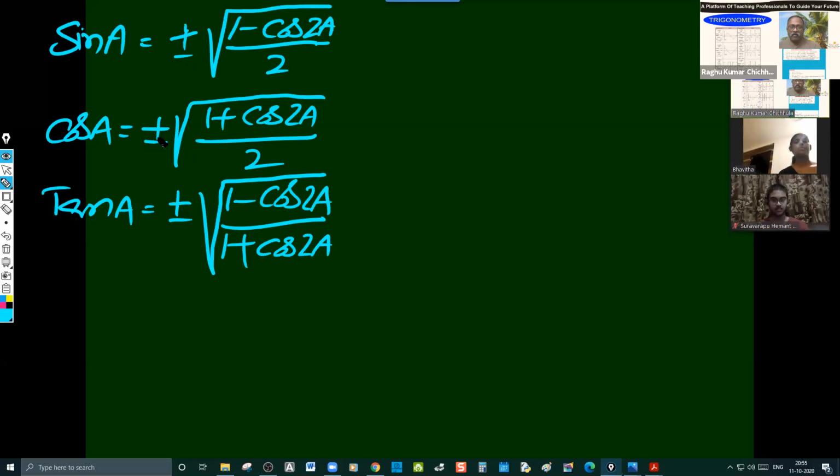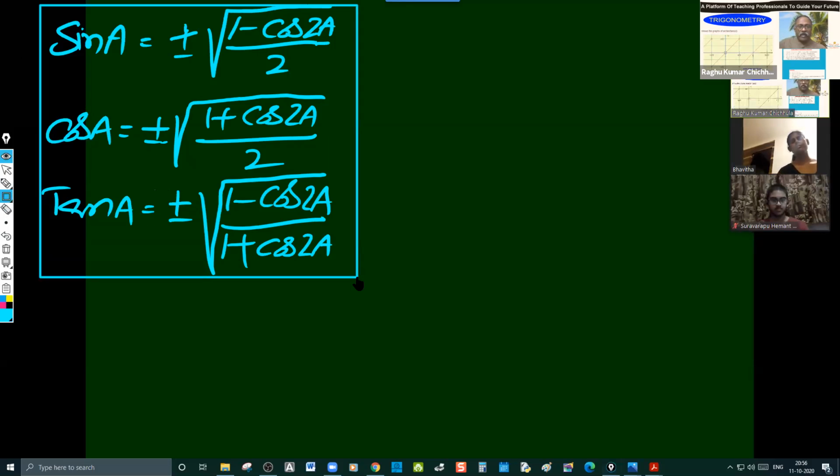Why have we written this? Sometimes it becomes plus, sometimes it becomes minus. We know allied angles. Sine is positive in the first and second quadrants. If A is lying in the first and second quadrants, we take plus. If A is lying in the third and fourth quadrants, we take minus. Similarly, cos A becomes positive in the first and fourth quadrants, and negative in the rest. Tan A becomes positive in the first and third quadrants, and negative in the rest. That's the reason why, according to the quadrant in which the angle is lying, we write the sign. So this is also very important to be understood.